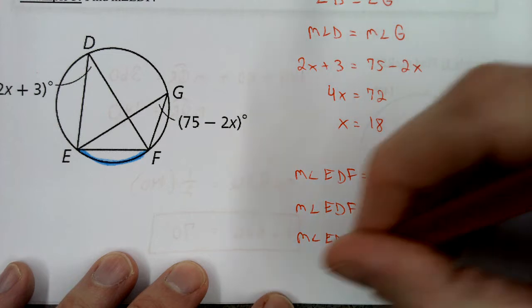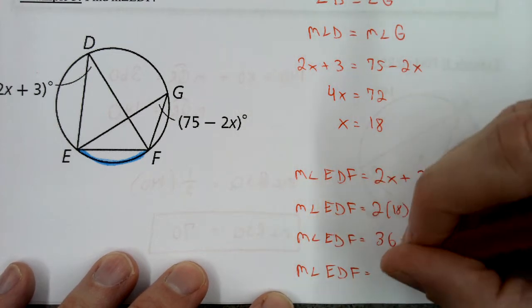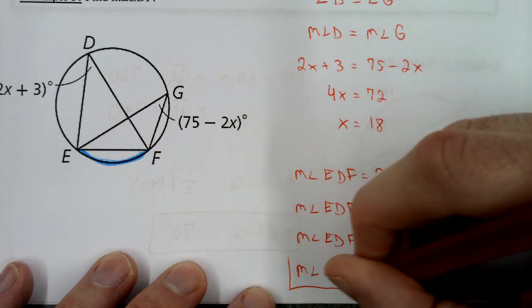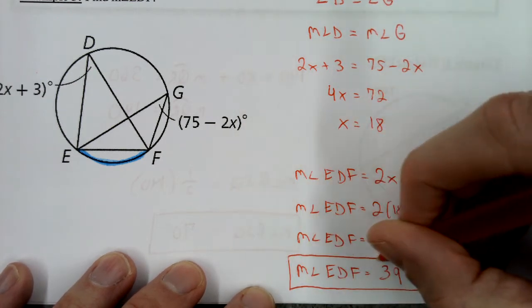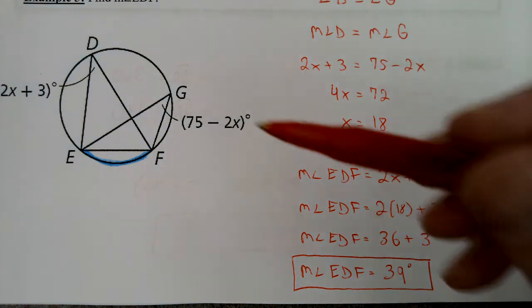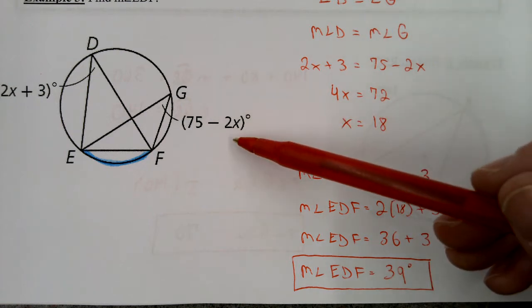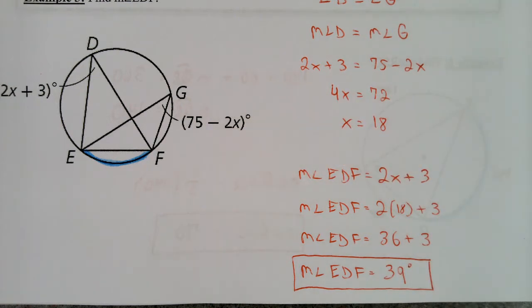Let's do a quick double check to make sure we did this problem right. Let's double check x in the other angle. So 75 minus 2 times x, that's the same as 75 minus 2 times 18. So it's the same as 75 minus 36, which does in fact equal 39. So you can do a quick double check by checking the other angle, and you can see that it does work. Okay.